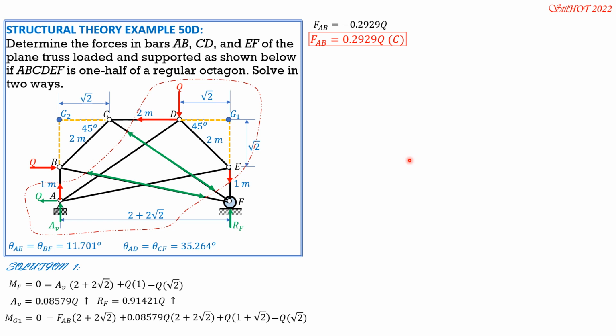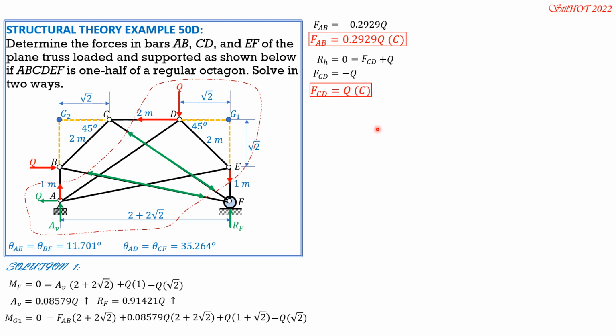Then for FCD, just summation of forces, horizontal equals 0. So going to the left positive, we have FCD plus Q equals 0. Those are the only horizontal forces inside this cutting section. And we can solve FCD. It is equal to negative Q, or FCD is Q compression.